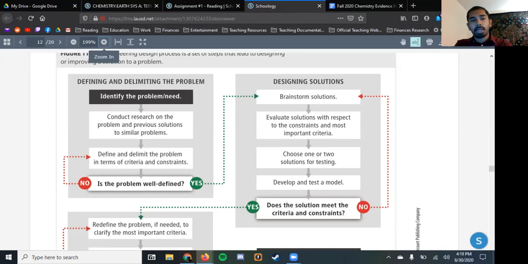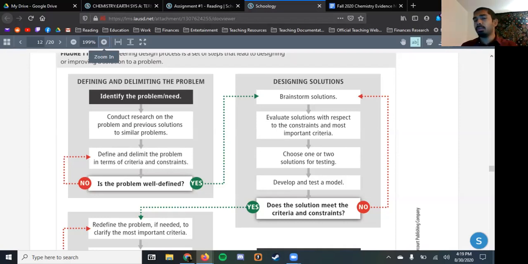Now, to delimit a problem means to think about a problem in terms of criteria and constraints. Criteria are the things you would like your solution to have, right? If my problem is I need a better toothpaste, well, I would like my toothpaste to be very clean. I like it to look nice. I want it to feel nice. I don't want it to look ugly. Those are my criteria, right? My constraints, on the other hand, are the things that will hold me back. If criteria push me forward, constraints hold me back. They're the boundaries, right? I can't pass go.